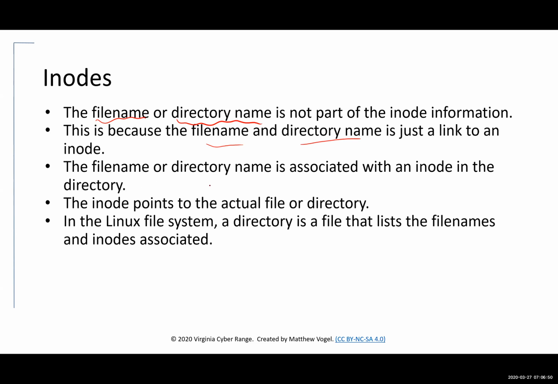The file name or directory name is associated with an inode in the directory. So the directory is a whole other data structure that contains a relationship between file names and directory names and their associated inodes. The inode is what points to the actual file. In the Linux file system, a directory is a file that lists the file names and inodes associated. So again, the directory is this data structure that contains the list of files and the inode numbers associated with each one of those files.